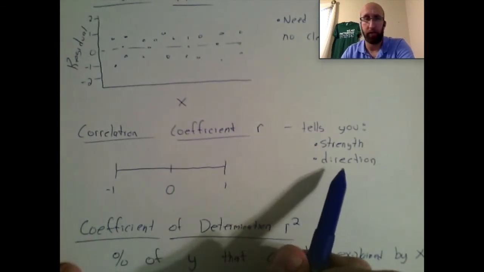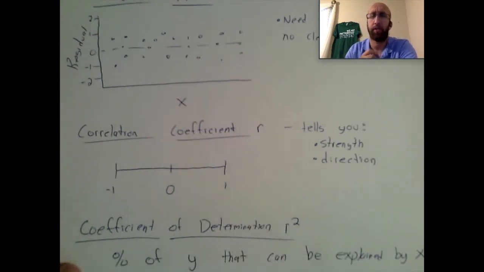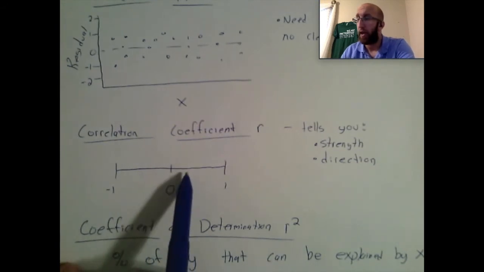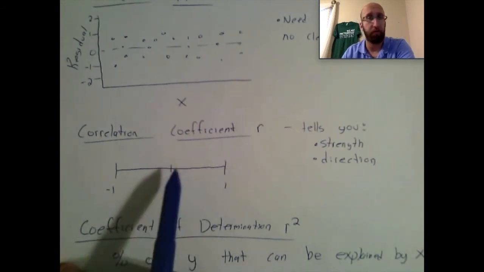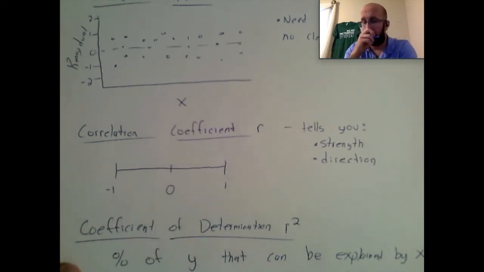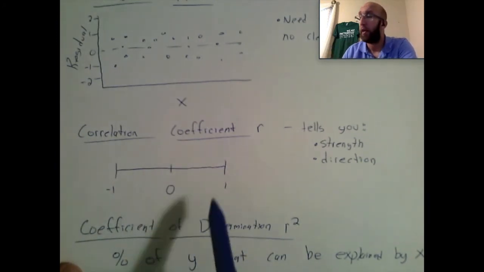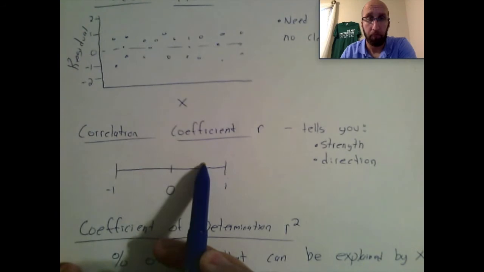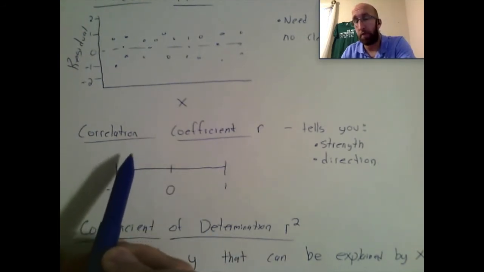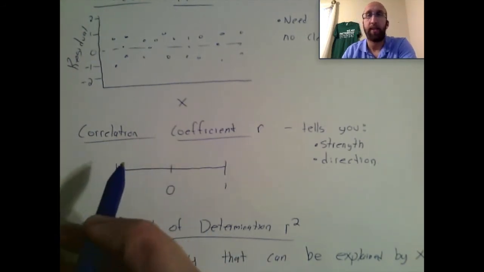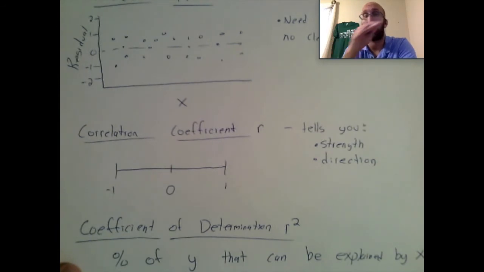Additionally, there is direction here. It's going to tell you whether your scatter plot or your line of best fit is going in a positive direction or a negative direction, going up or coming down. If your correlation coefficient is a positive number, that's going to tell you we're heading in a positive direction, so that we have a positive slope. If your correlation coefficient is a negative number, that tells you your scatter plot is trending in a negative direction. Your line of best fit is going to have a negative slope.